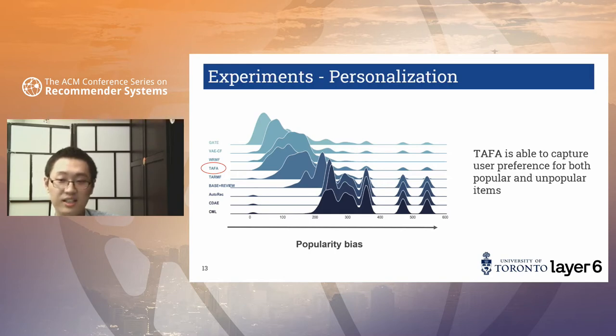In contrast, other baselines such as Time from Gate and VAECF mainly recommend less popular items, with sharp peaks around very unpopular items. TAFA, however, instead of being extreme on either end of the popularity spectrum, diversifies recommendation in a more even way and is able to capture user preference for both popular and unpopular items. It can also be seen that we successfully mitigate the popularity bias seen in other autoencoder methods such as AutoRec and CDAE.